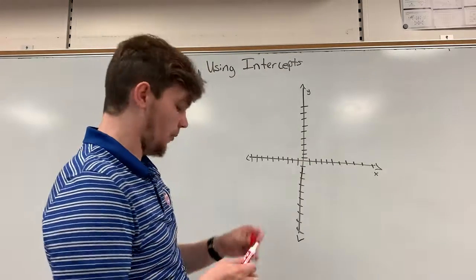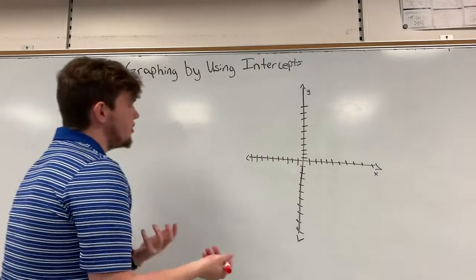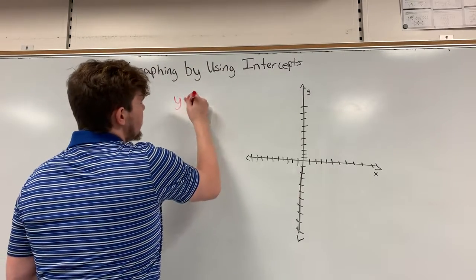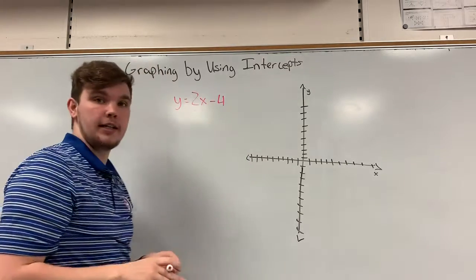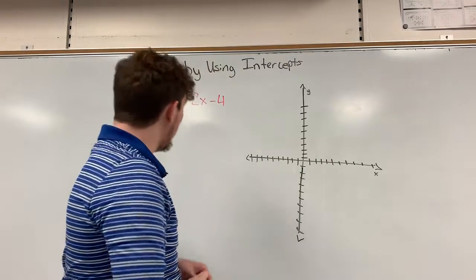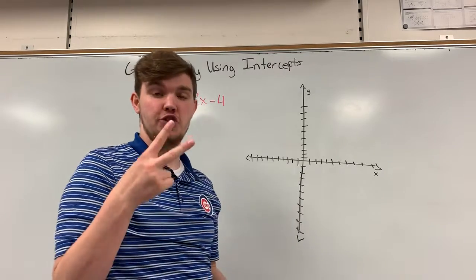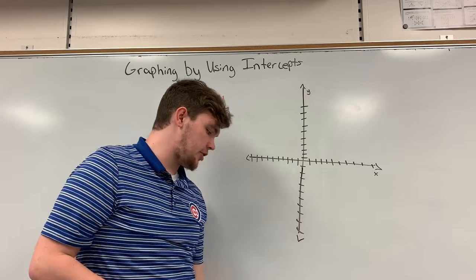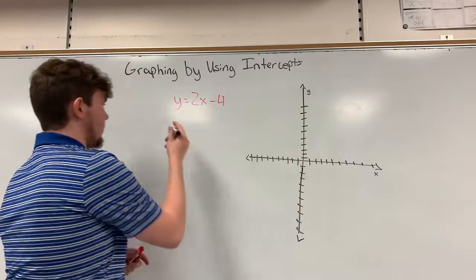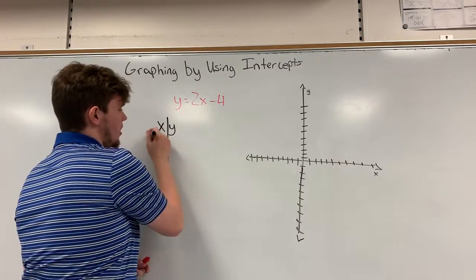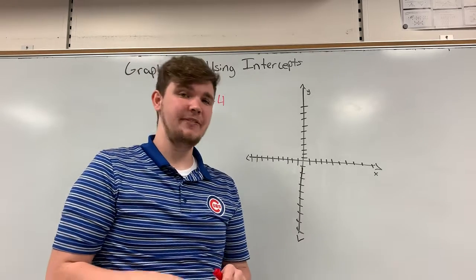I'm going to make up a random equation, it doesn't matter what it is. I'm going to do y equals 2x minus 4. That's totally fine, completely random. I'm going to take this linear equation, y equals 2x minus 4, and find its two intercepts. To do that, I'm going to need to make an xy table, and I'm going to have to pick very specific values for x and y.